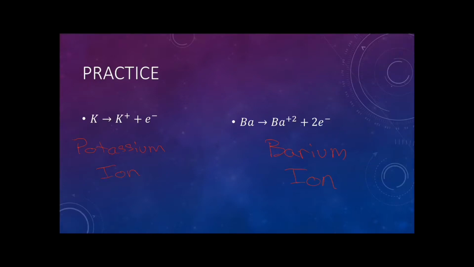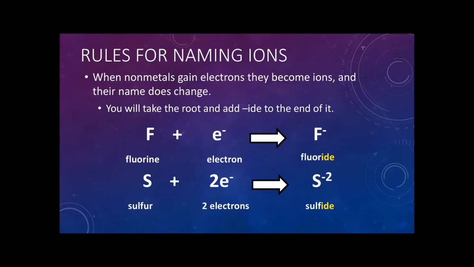Well, that seems simple enough, but now we want to name nonmetals, which form anions. So when a nonmetal gains electrons, they become their ion form, and we do change their name. So you take the root name, like I had stated before, and add IDE to the end of it. So we have fluorine here. Looks like it's gaining 1 electron, and then it becomes fluoride. So you take off the INE and add IDE. Sulfur, it's gaining 2 electrons, becomes a -2 ion, and becomes sulfide. You take off UR and add IDE.